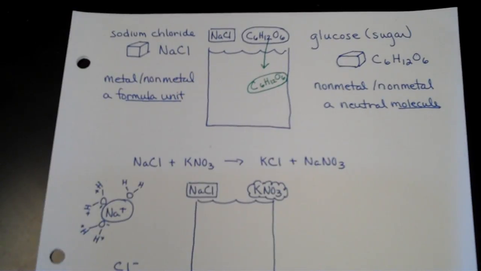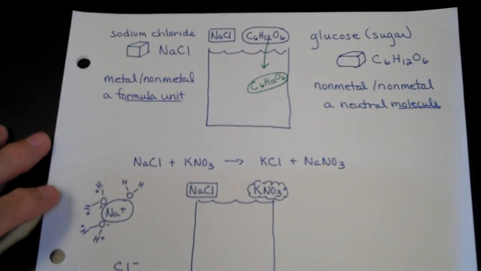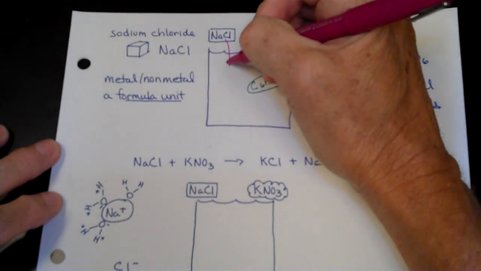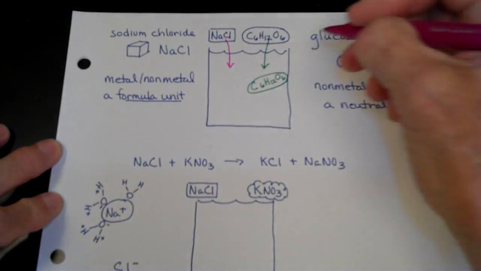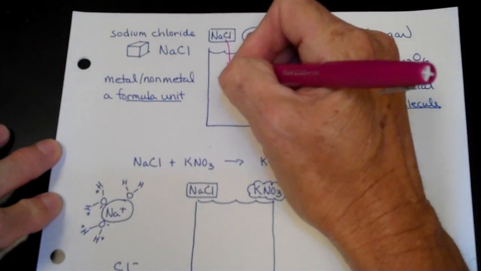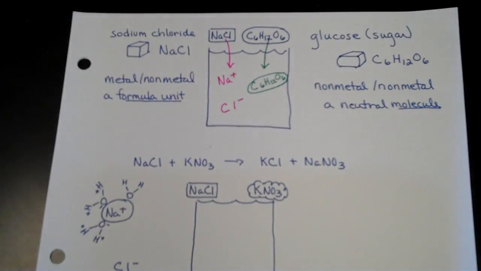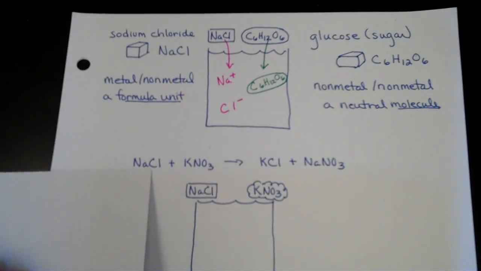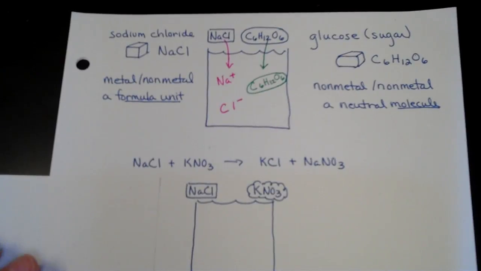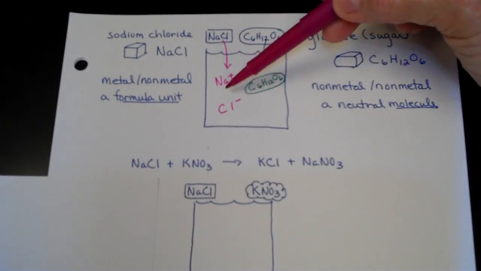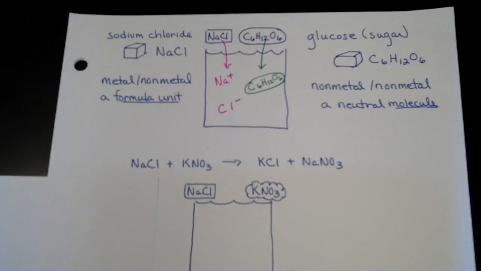In contrast, what happens if we dissolve NaCl, salt? Well, when table salt goes into water, the NaCl also dissolves. But what it dissolves into are ions of sodium and ions of chloride. Now, here we have a metal to a nonmetal. And these formula units that we start off with split up to form these charged particles in water.